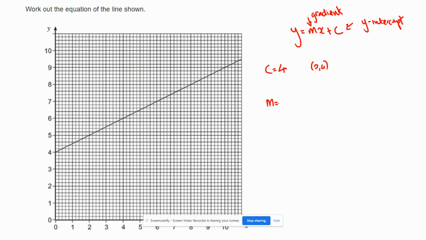Now the gradient, use the letter m to represent gradient, is the change in y divided by the change in x. And it's the steepness of the line. Now, this is typically where students might go wrong in a question like this. This question's a little bit difficult because it's not clear which points this line goes through exactly. So my advice would be to choose a point where the coordinates are very easy to read off.